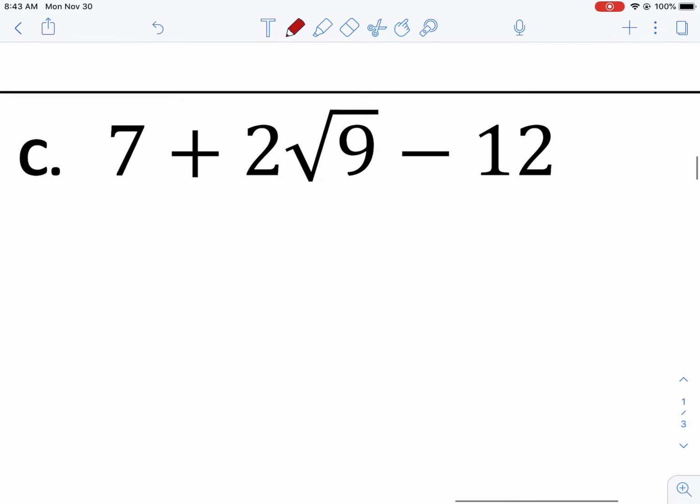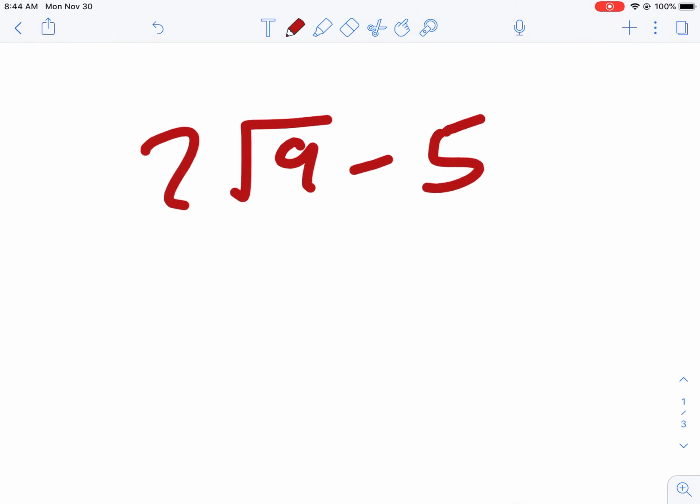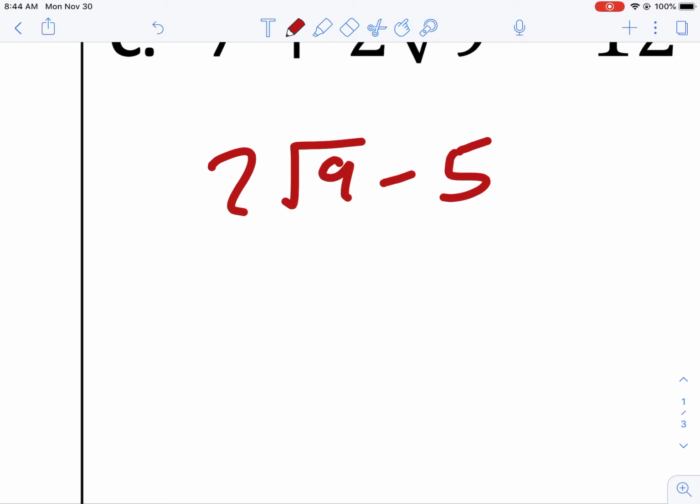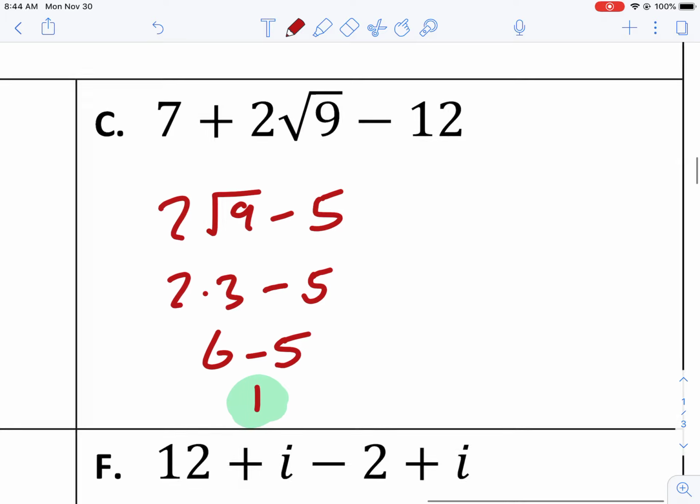If we come over here, we've got 7 plus 2 radical 9 minus 12. Well, this is a radical and these don't, so we can't add them together. However, we can do 7 minus 12. So that'd be 2 radical 9 minus 5. It's negative 12 plus 7. Now, one thing you might have noticed is the square root of 9 is 3. So we can do 2 times 3 is 6. 6 minus 5 is 1. So here we can actually go all the way down and get a whole number answer.